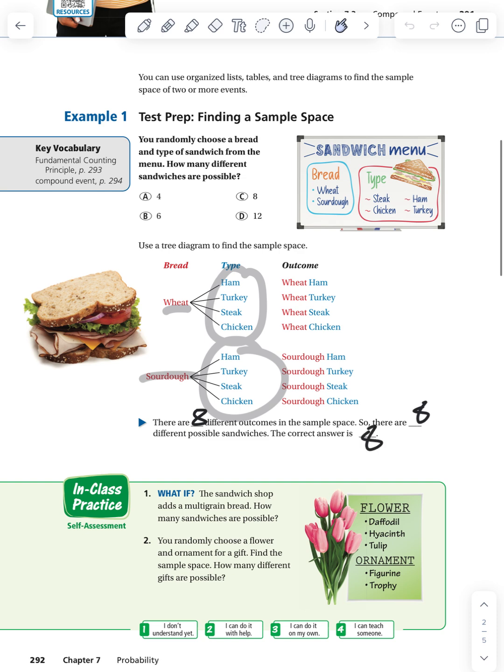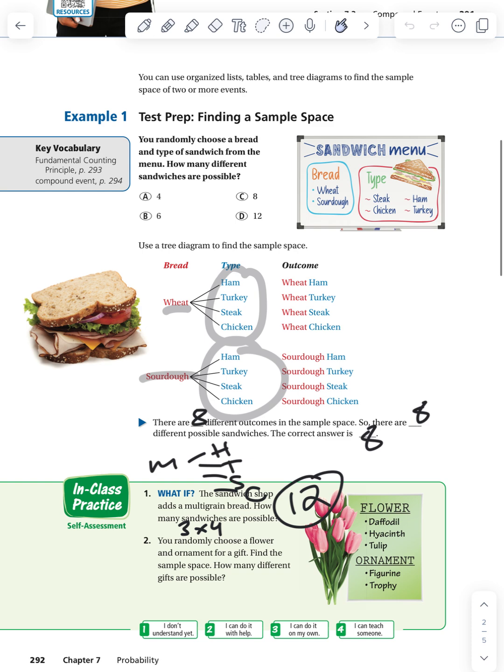Okay, what if the sandwich shop adds a multi-grain bread? Now there would be 3 breads and 4 sandwiches. We could make a whole other diagram, so we could add our multi-grain bread and have ham, turkey, steak, chicken. Notice there's another 4. 8 plus 4 is 12 total sandwiches. Or we could have just done 3 times 4. 3 types of bread, 4 types of sandwiches, 12 sandwiches possible.